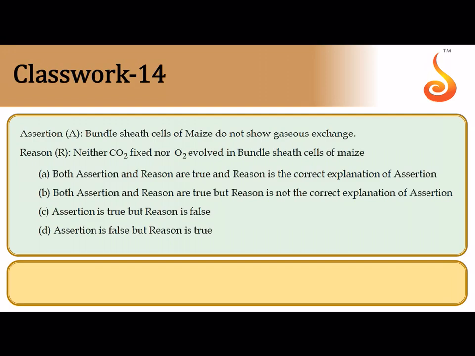Then we have assertion and reason questions. Bundle sheath cells of maize do not show gaseous exchange. Very true, because bundle sheath cells are heavily guarded against the entry of oxygen, because in the bundle sheath cell C3 cycle needs to take place. Another reason why bundle sheath cells have less oxygen is that, as we discussed yesterday, they have a special type of chloroplast called agranal chloroplast.